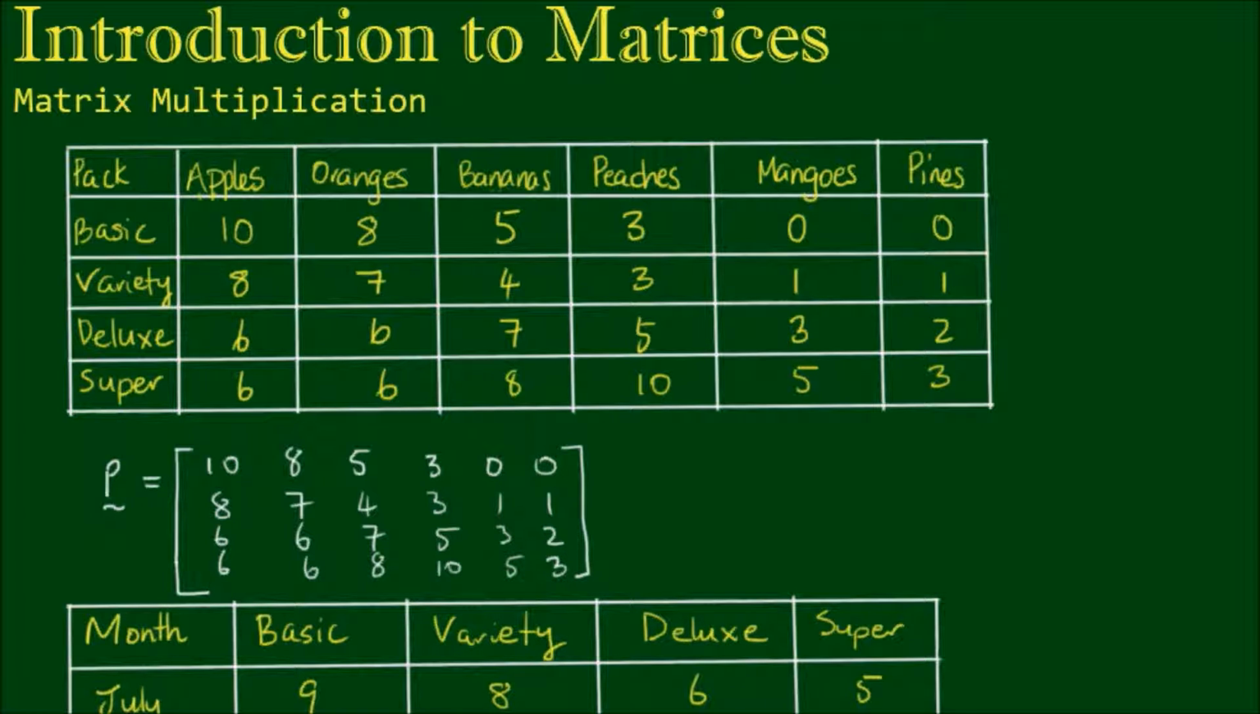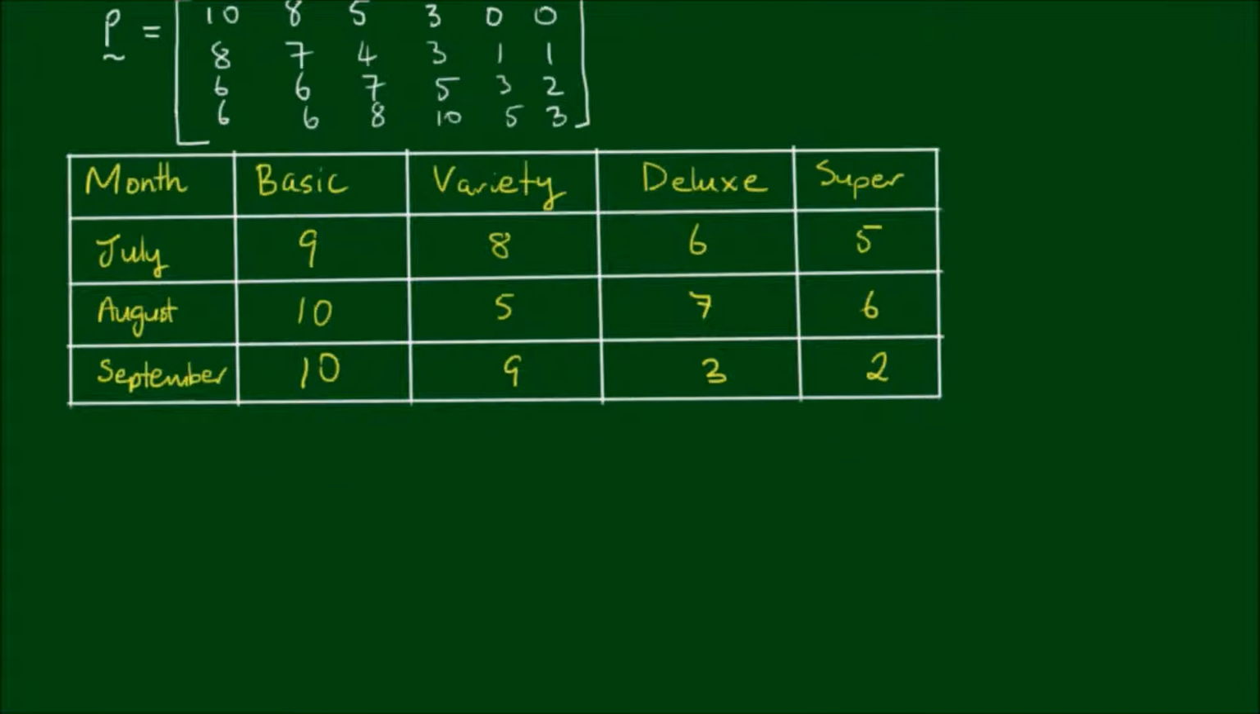Okay, so we've got our pack matrix. This table here represents how many packs we sold in the months of July, August and September. And we may want to know this information so that we can prepare for next year. So for example, we want to have an idea of how many apples we need to buy in order to satisfy the buying habits of our customers for next season. So let's populate the matrix M for month with the data in each of the rows of this table.